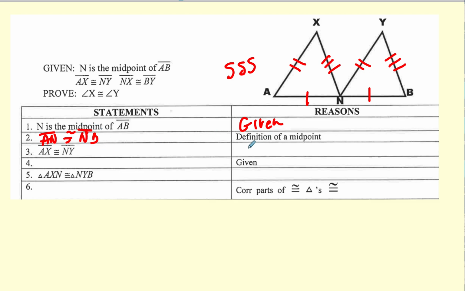We are also given another pair of sides. So this is an S, this is an S, and we still have one more given we haven't written, and that is AX congruent to BY, and that is another side. So the triangles are congruent by S, S, S. Now that the triangles are congruent, we have all these other parts of the triangle that we know are congruent, and that's by corresponding parts of congruent triangles are congruent.